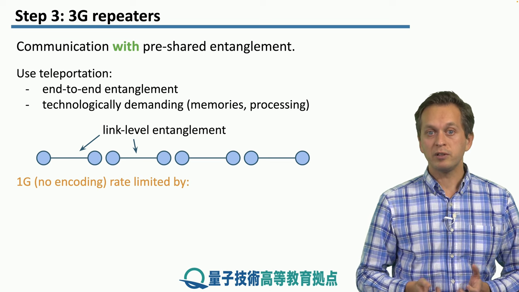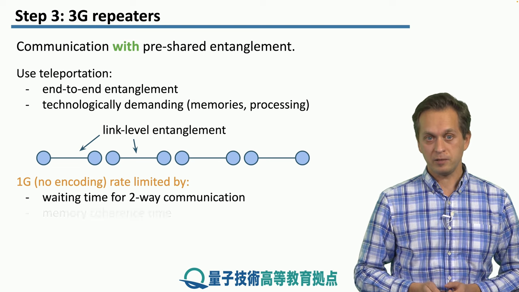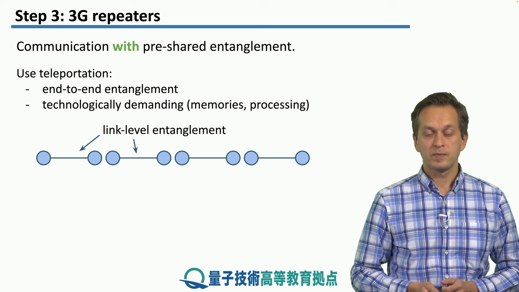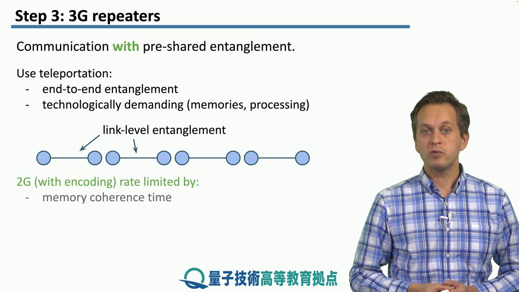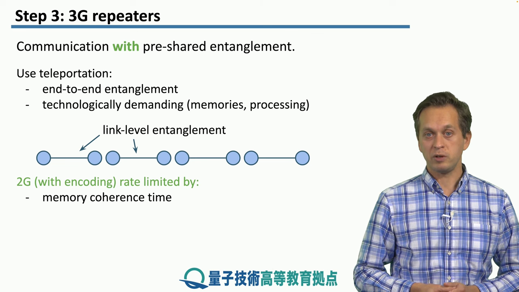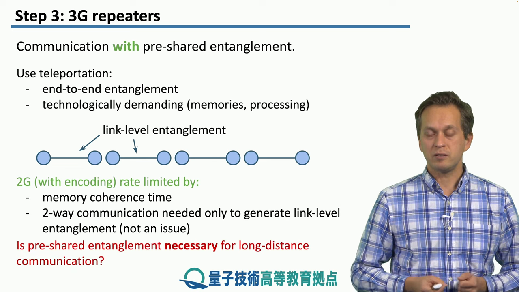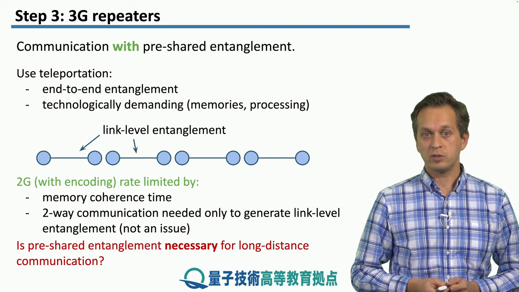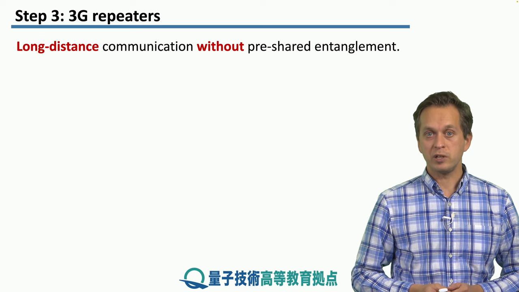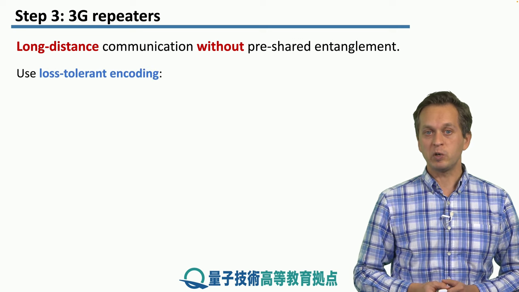In 1G, without encoding, we were mainly limited by the waiting time for the two-way classical communication and by the memory coherence time of the quantum memories. If we used encoding, then we removed this requirement for the waiting time for the two-way classical communication, and we were only limited by the memory coherence time. So it looked like entanglement is needed for efficient long-distance quantum communication. In fact, this is not quite true. We can have long-distance communication without pre-shared entanglement. And this is the topic of this step.